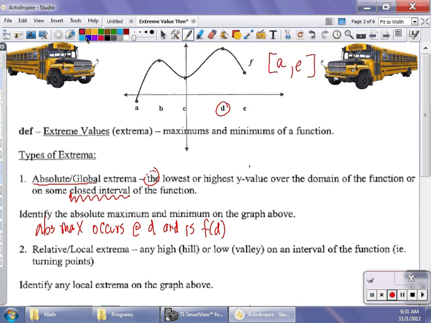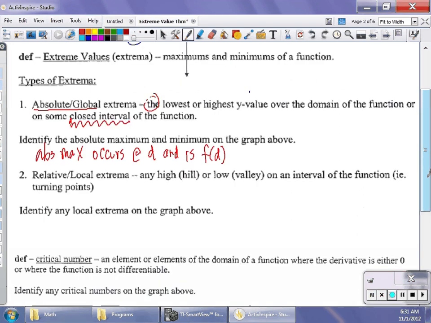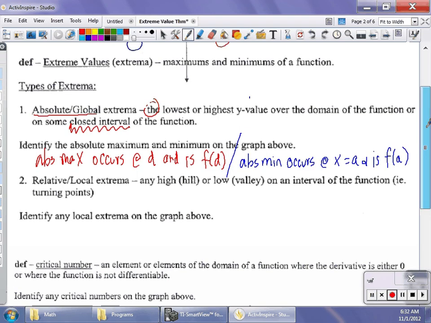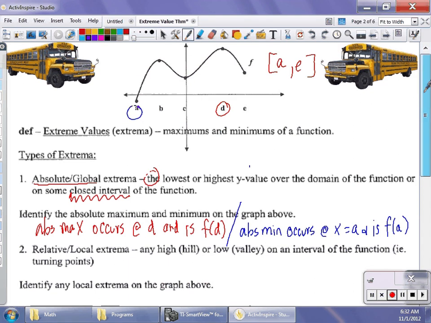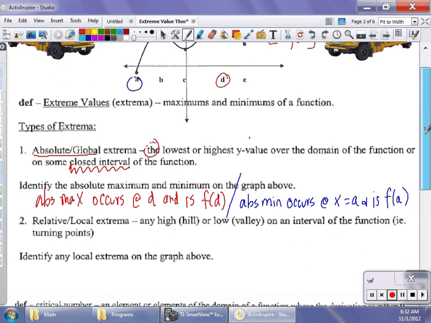Then we want to find the absolute minimum, or the lowest y value on the graph, and that occurs at A. So we would say the absolute min occurs at x equal to A and is f of A. So the x value that generates this is A, and the y value itself, which is the absolute minimum, is f of A. Pretty easy stuff. You could have done this in Algebra 1. We'll get to the calculus in a second.